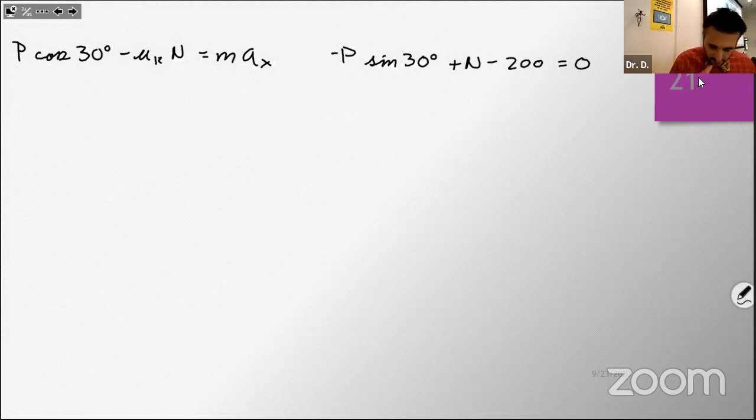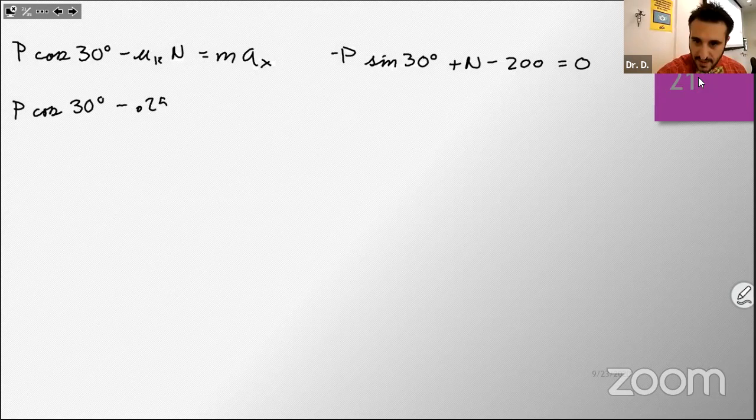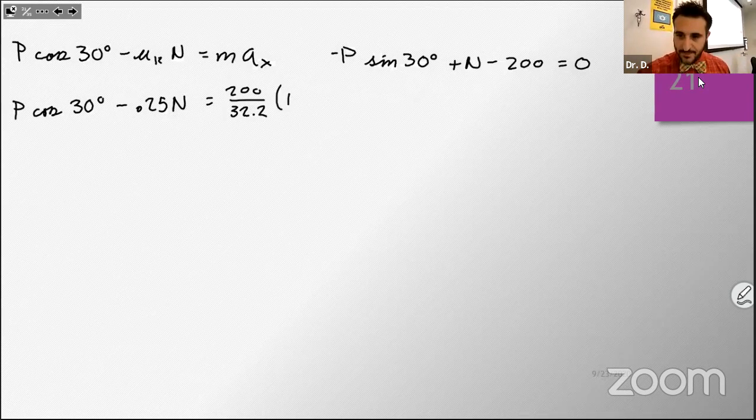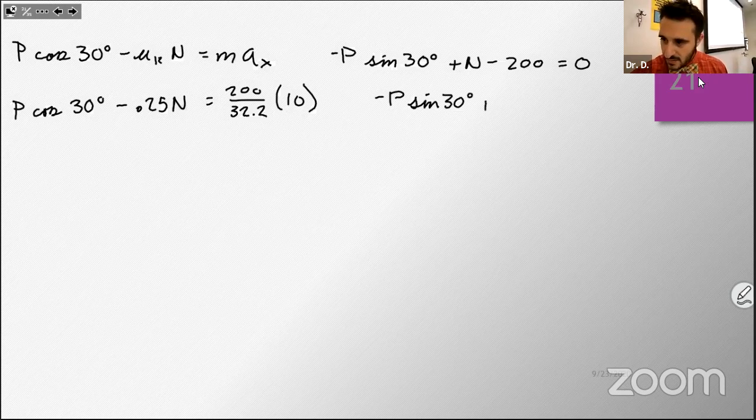Let's start with the x direction. We'll plug in the things that we know. So I've got P cosine of 30 degrees minus 0.25 times my normal force is equal to 200 divided by 32.2, right? It's weight divided by gravity, which is mass, times 10. And in this case, I'll have negative P times the sine of 30 plus n, and I'll set this equal to 200.